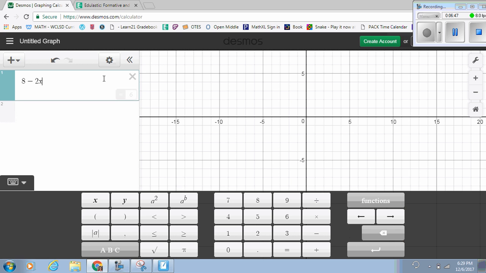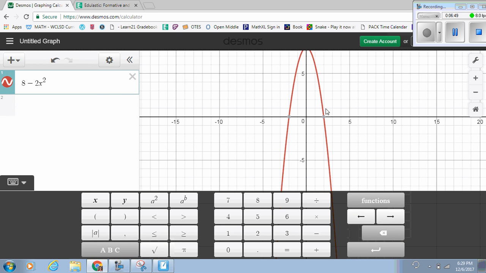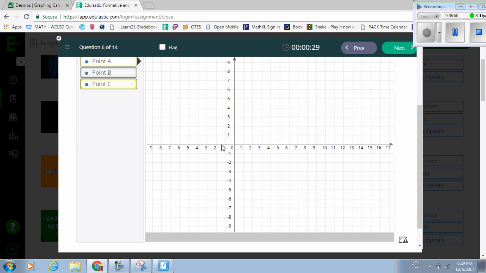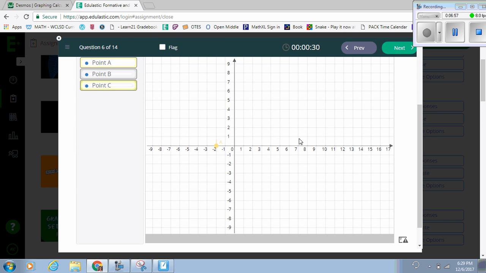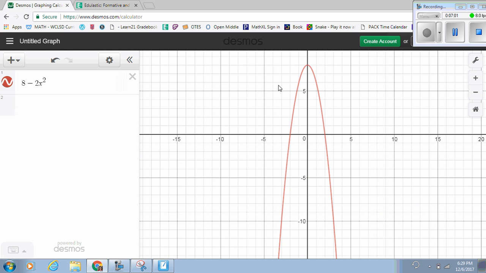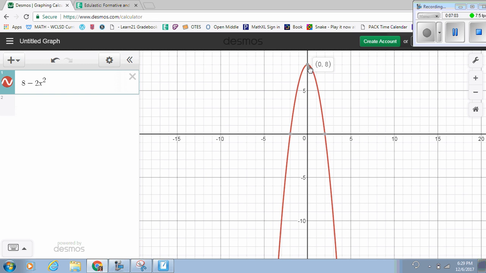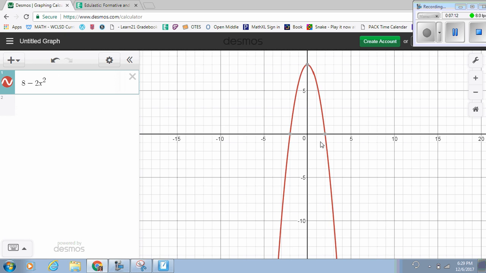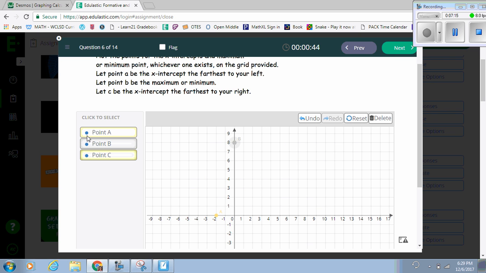8 minus 2x squared. So I have one at -2, 0, so that's going to be my A. I have my max or min, so this one's going to have a max since it's a mountain, at 0, 8. And then let C be the x-intercept farthest to the right, so that's at 2. So 2, 0. And that's it.